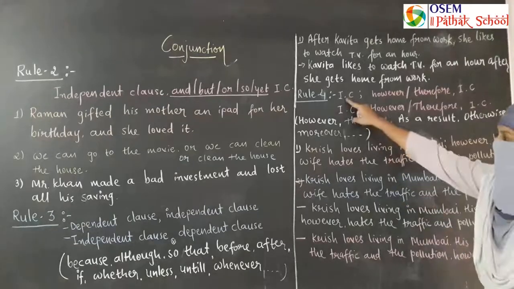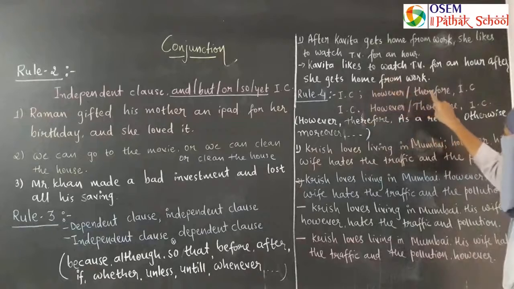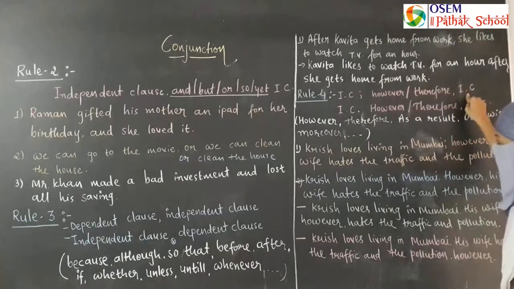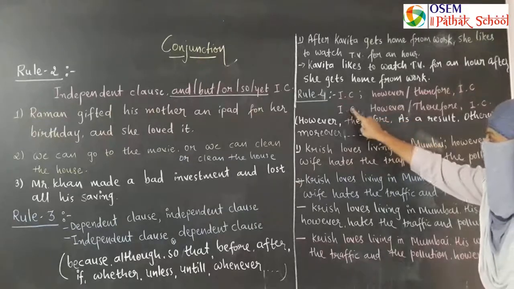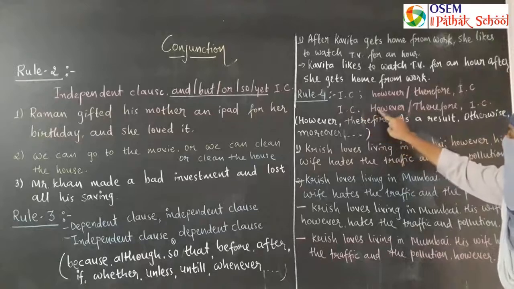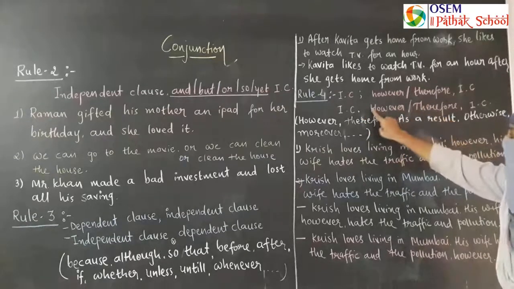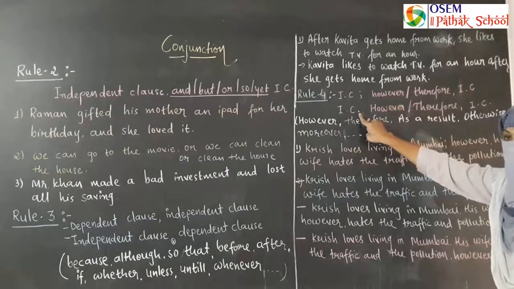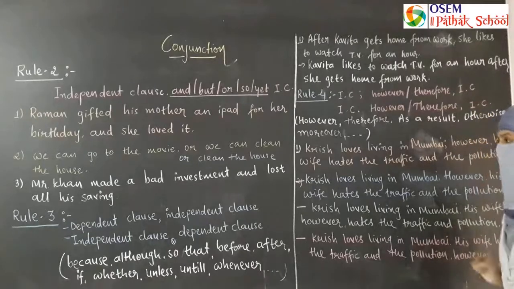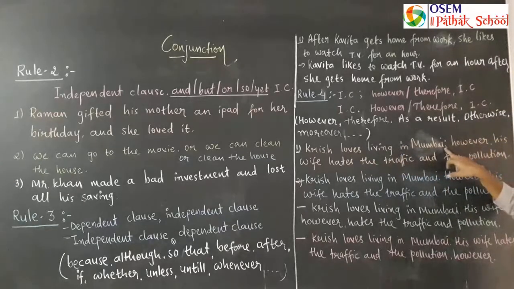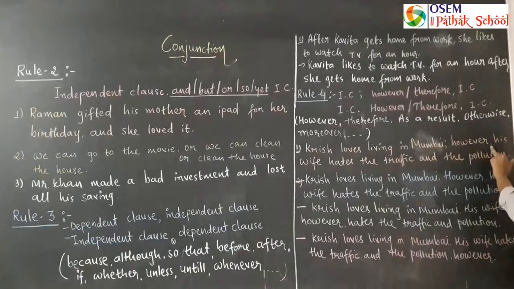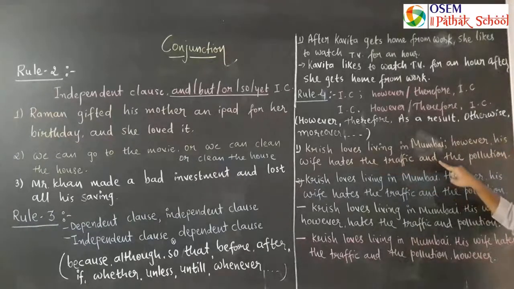Fourth is, independent clause, semicolon, however, therefore, then comma and independent clause. See, students, rule number 4 is very important. Independent clause, full stop, you can say period also. However or therefore, you have to write with a capital after the full stop, then comma and independent clause. Let's see an example. Chris loves living in Mumbai. However, his wife hates the traffic and the pollution.